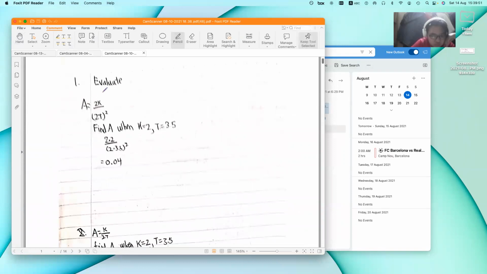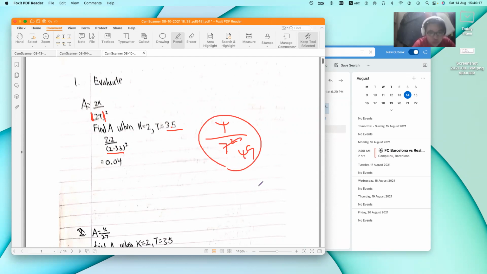Okay, for this question, evaluate. So basically what you see here is you see 2k and you see 2t squared. And yes, by the way, the 2t inside there is a bracket, right? Can you see the bracket? So if it's a bracket, you better put your 3.5 inside the bracket. So what do you have? Let me double check. 4 divided by 7 squared. Can you help me check this out? Yes. 4 divided by 49.